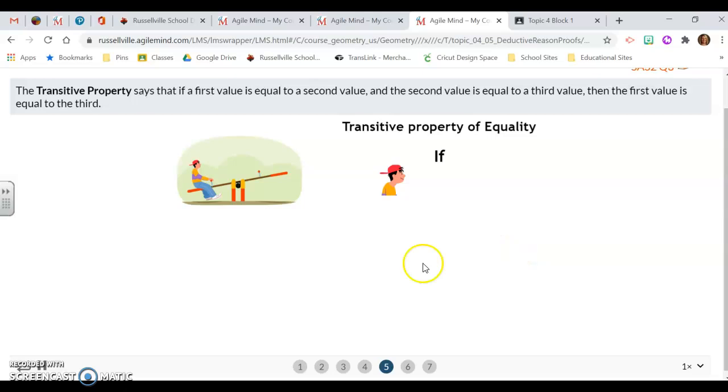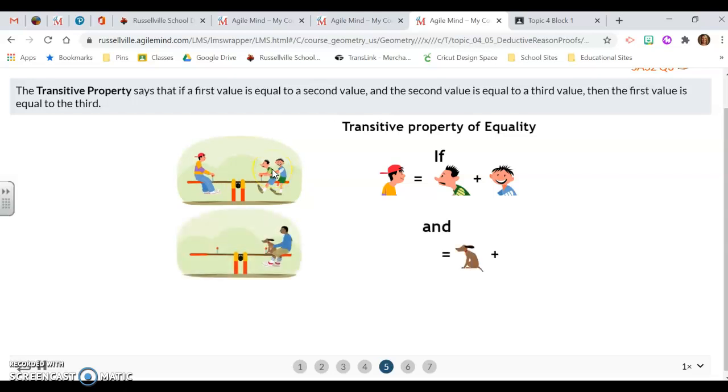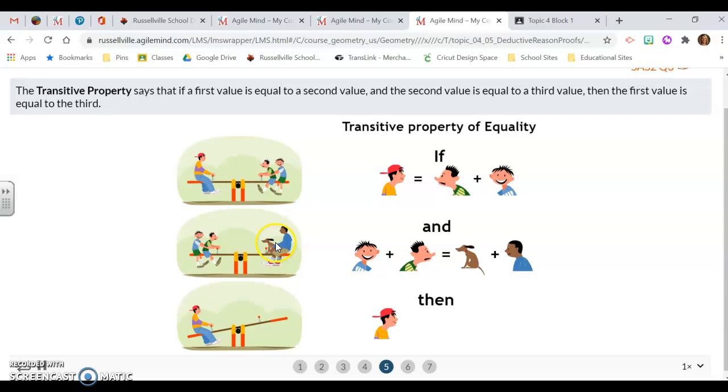The transitive property says if this guy is equal to these two guys and these two guys are equal to this guy and his dog, that means that this guy in the red hat has to be equal to this guy and his dog. That's the transitive property.